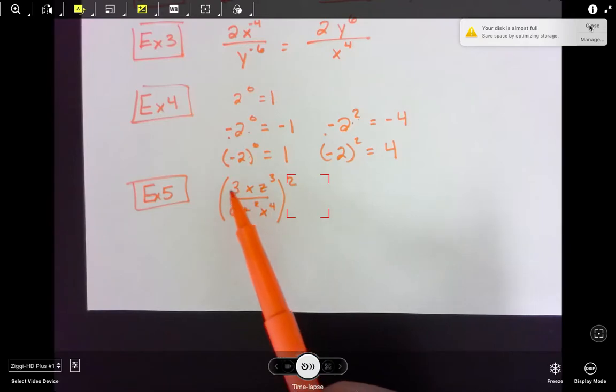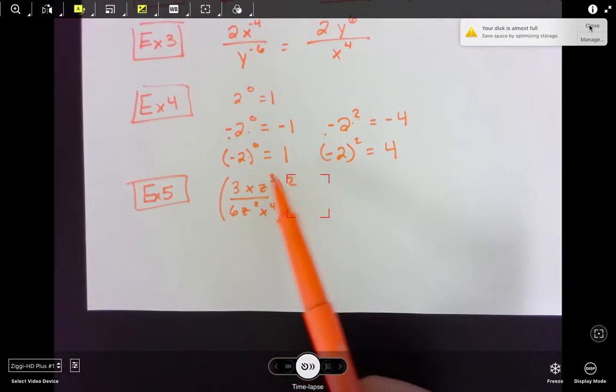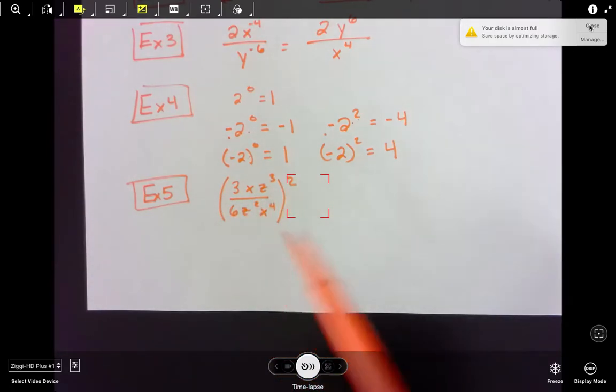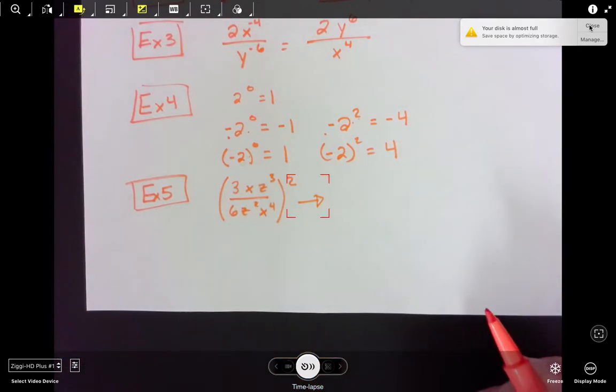You could go ahead and simplify what's inside of here before you square it, or you can square everything to start with and then simplify. I think that's what I'm going to do. I'm going to square everything to start with, and then I'm going to simplify.